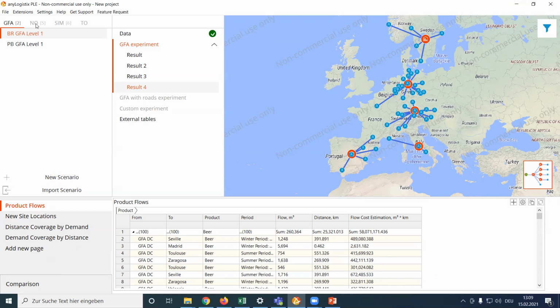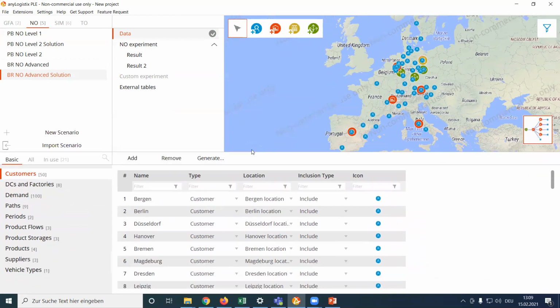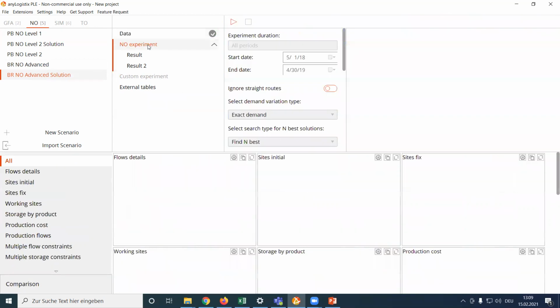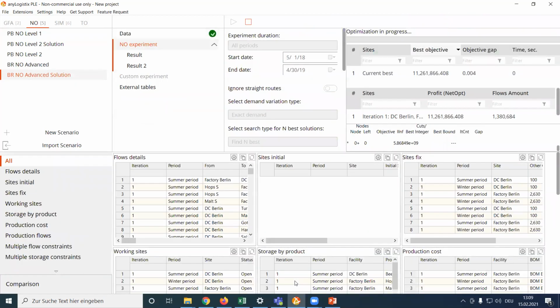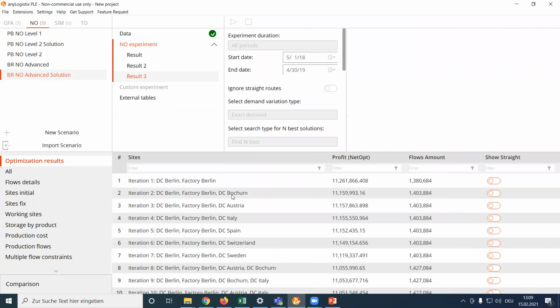Usually we do it through network optimization, where we analyze different possible costs, such as, for example, inventory holding cost and facility fixed cost. If we would include all these costs into consideration, then when running a network optimization experiment, we could see that, for example, the supply chain with one distribution center and one factory is actually the most profitable.